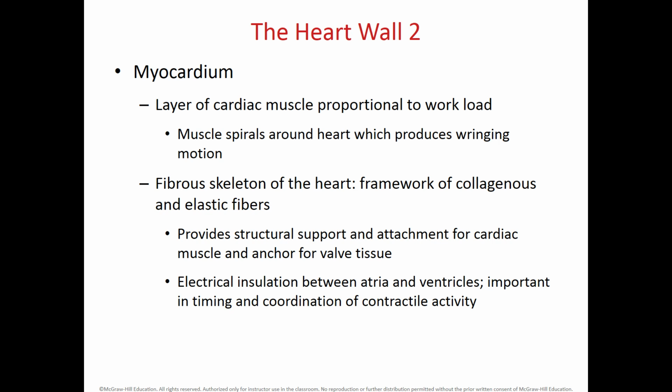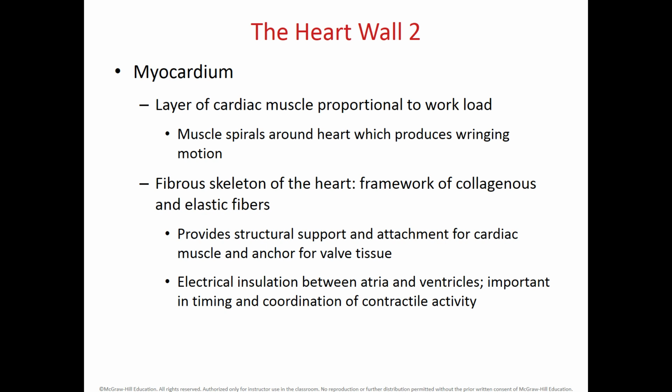This layer of cardiac muscle is proportional to the workload. The left side of the heart has to pump blood a greater distance than the right side of the heart, so the myocardium on the left side will be thicker in comparison to the right side. Now, in the heart, some of this myocardium is arranged in a spiral, and this helps to propel the blood through a wringing motion.